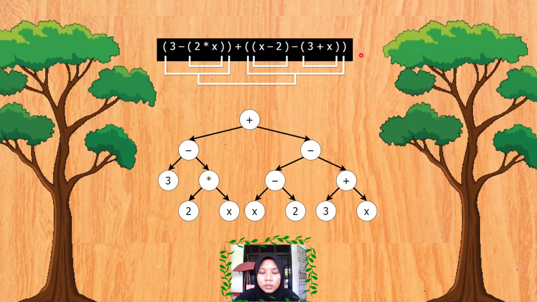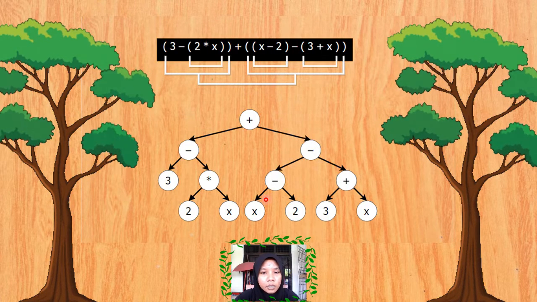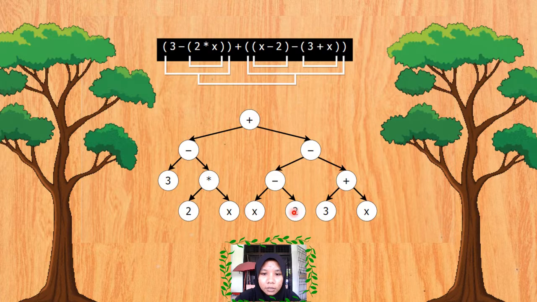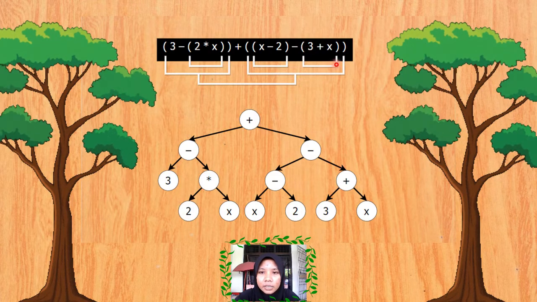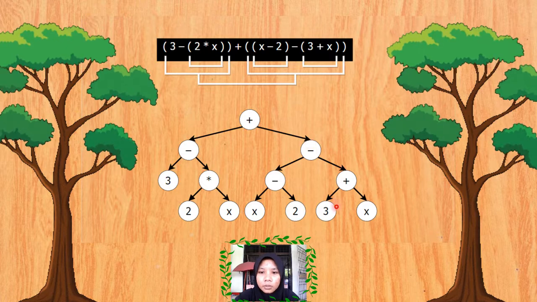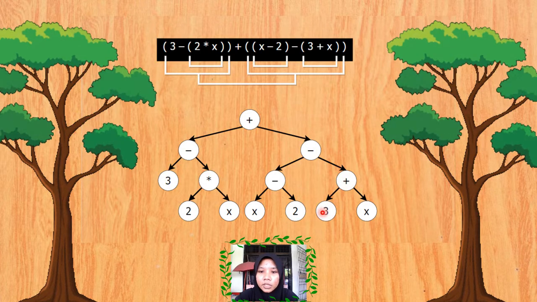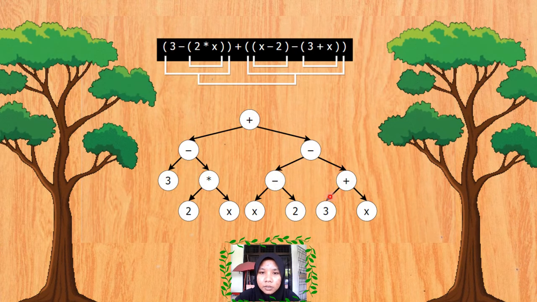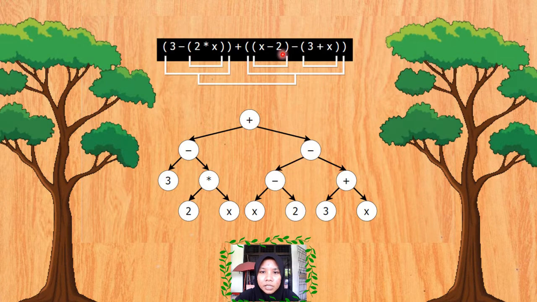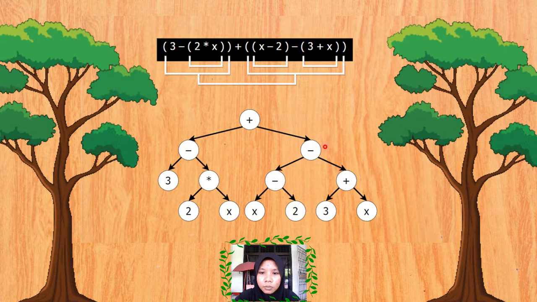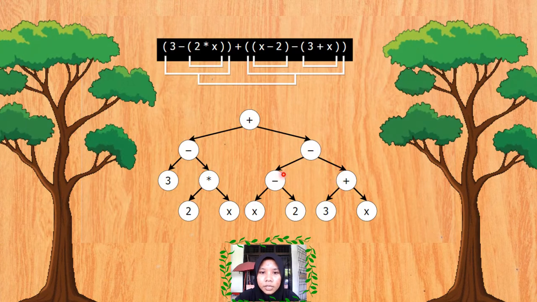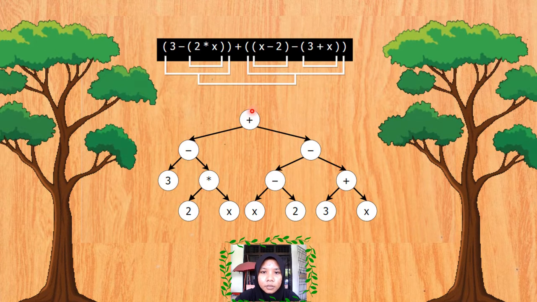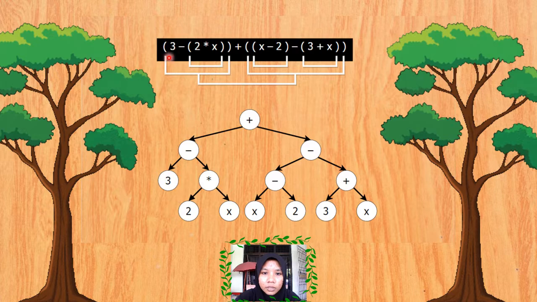So we solve the right side. We do the inner bracket here, x minus 2. Minus will be the root for x and 2. And then we do the right inner bracket, 3 plus x. So plus will be the root for 3 and x. After we are done with the left and right inner brackets, we do the minus. So minus will be the root for both of these expressions. And then we have done both sides, so we add plus. So plus is the main root for all of this expression.